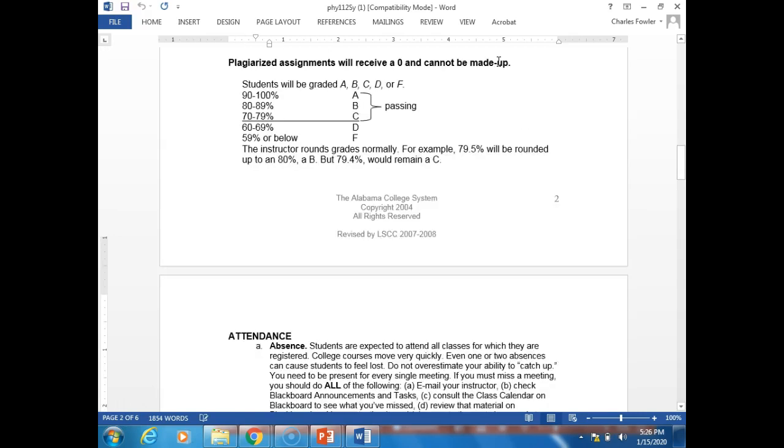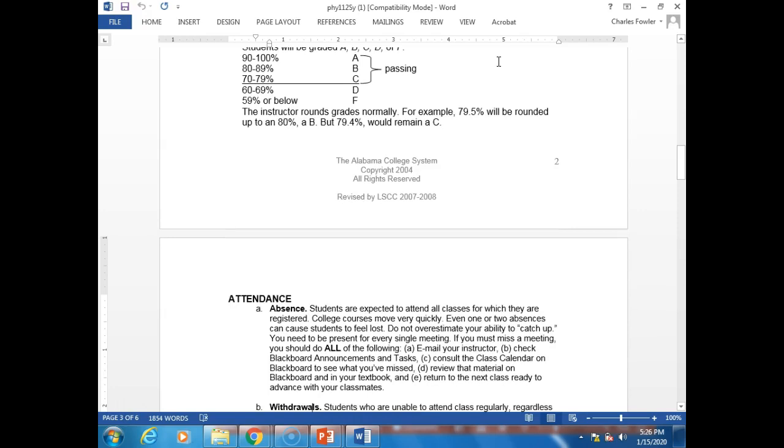All right. Students will receive A's, B's, C's, D's, F's, whatever. Let's not go to the last 2. 90s are A's, 80s are B's, 70s are C's. Don't go any lower than that.